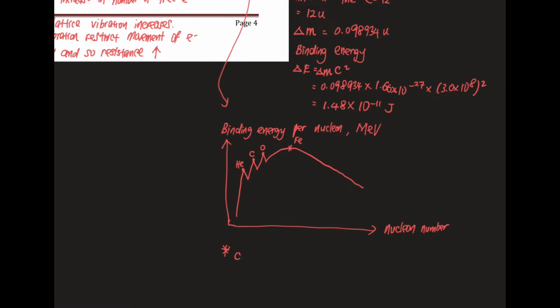Another piece of information is the curve for mass defect per nucleon. Mass defect per nucleon is the same graph as this one. Their shapes look the same. So whenever you see this graph, it has two possibilities: either it is binding energy per nucleon or the curve for mass defect per nucleon. They have the same graph.